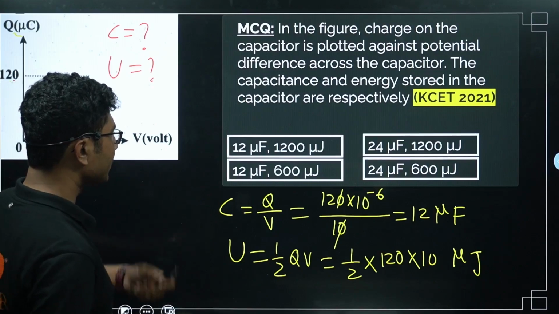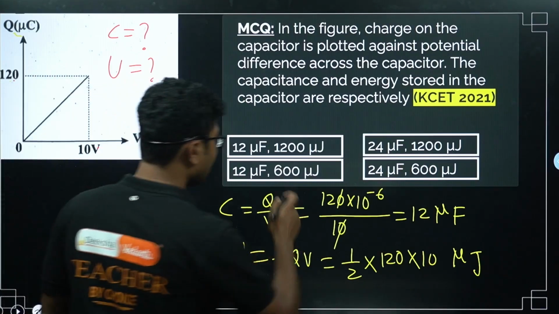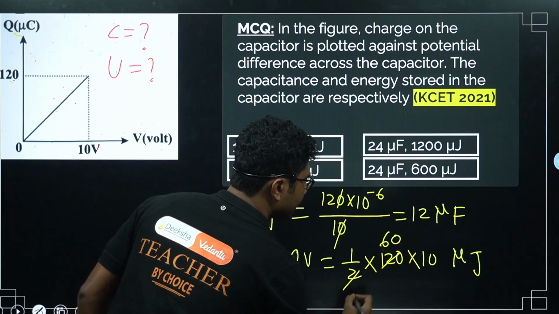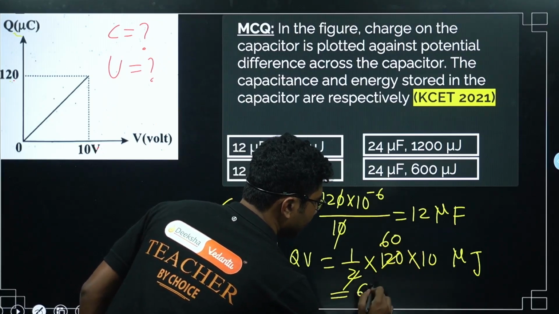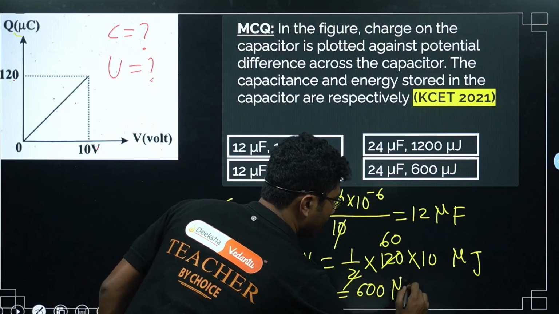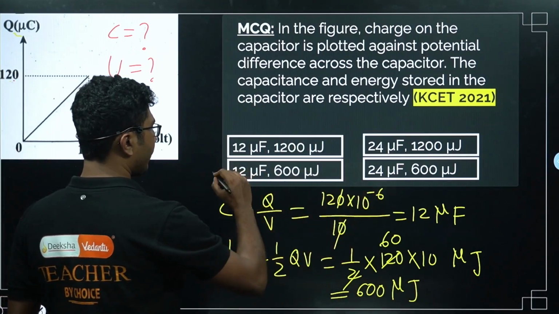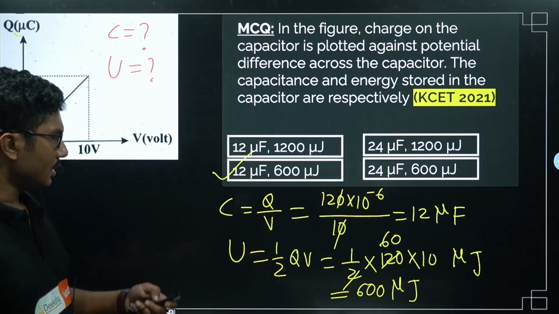So, what are the options given here? You can see the options, I can simply see the answer now, it is 600 microjoules and 12 microfarads, so the correct answer is option C.